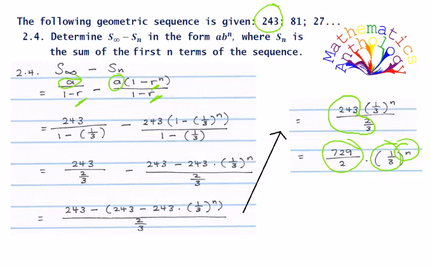Right, so we open that out using the distributive law, and we'll end up with 243 times 1/3 to the power n all over 2 over 3. This is once we put our like terms together. We can, if you look carefully, divide 243 by 2/3. We'll end up with 729 over 2, and that's going to be multiplied by whatever's left, which is 1/3 to the power n. And if you look at this now, this is a times b to the power n, which is the form that they wanted.